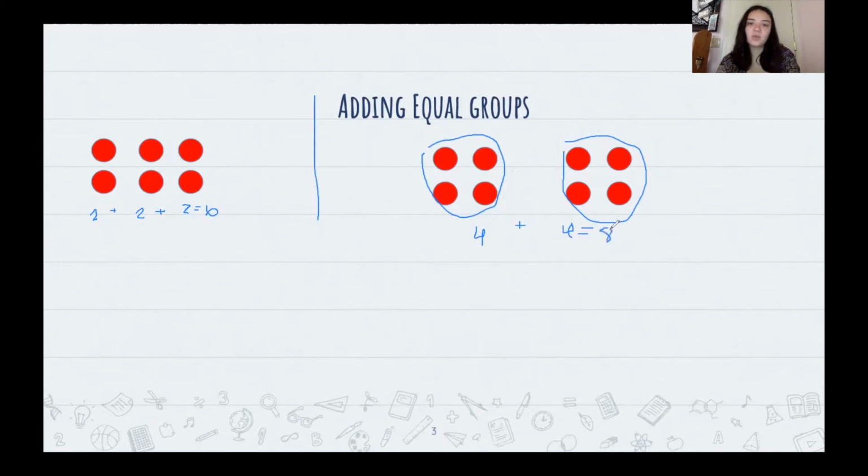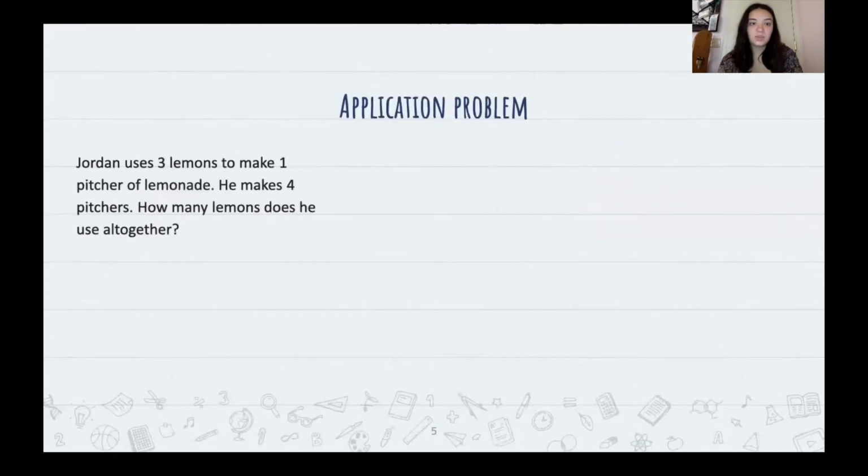So we can also write multiplication sentences for these. I'm going to do that real quick. So we have 2 groups, and there are 4 circles in each. So I'm going to write 2 times 4 equals 8. Do the same thing over here. We have 3 groups with 2 circles each. So 3 times 2 equals 6. I'm going to go ahead and clear my screen. Move on to the application problem.